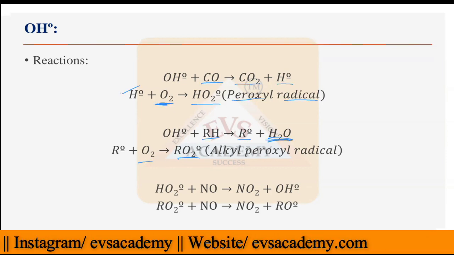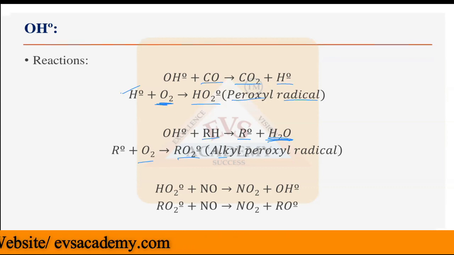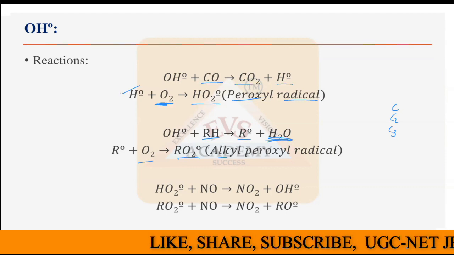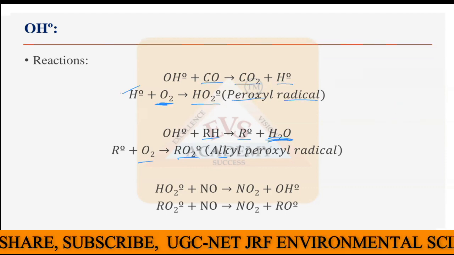Peroxyl means two oxygen we have, that is the peroxyl, and alkyl means one alkyl group is attached to that, that is R. This can be one C group, two C group, three C group. Anything is possible in the place of R. Then another reaction here is the HO2 radical, which is formed here.